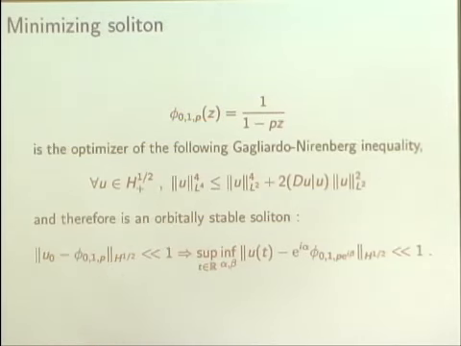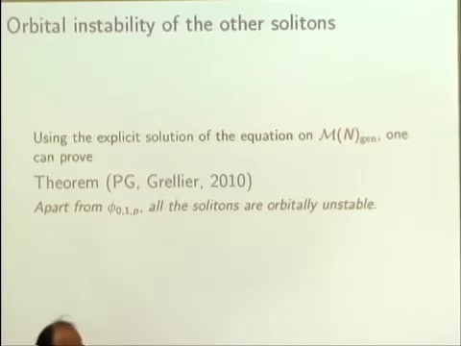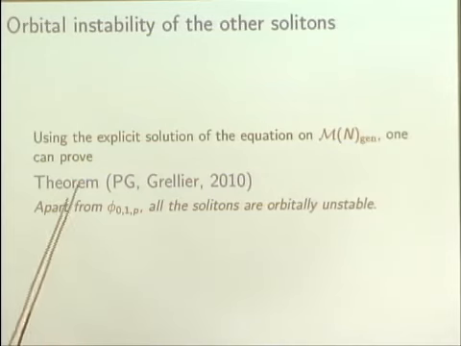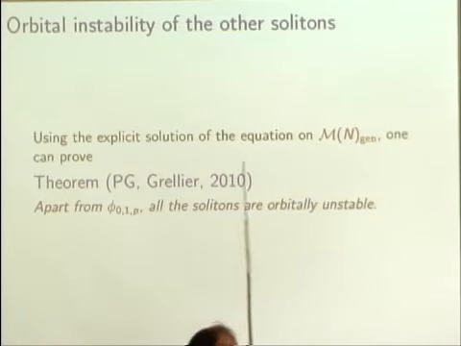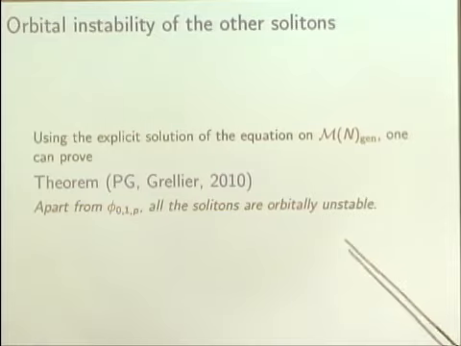Okay. And it turns out, and this will be my last slide, that this is the only stable soliton, because you can use the explicit solution of the equation by means of my action angle coordinates. It's a little complicated, but very explicit, to prove that all the other solitons are orbitally unstable.